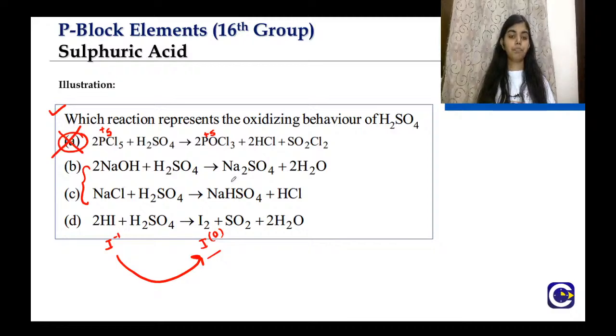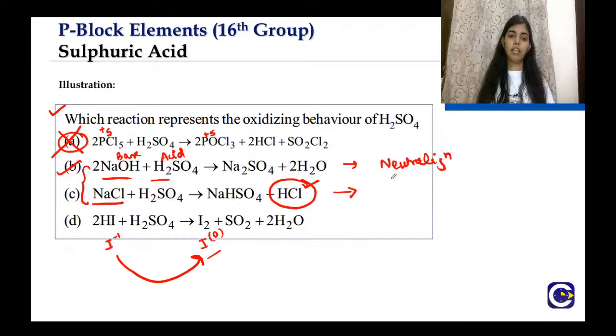While if you consider these two examples, NaOH and NaCl, they are examples of forming the acid from their salts. NaCl, if you consider, we have done this before, is releasing the corresponding volatile acid, right? And this is an acid base reaction. NaOH plus H2SO4, this is a base, this is an acid. So the second one is depicting the neutralization reaction. Third one is depicting the release of volatile acid from its salt. And D, in which the I is getting oxidized, is the example of the oxidizing behavior of H2SO4.